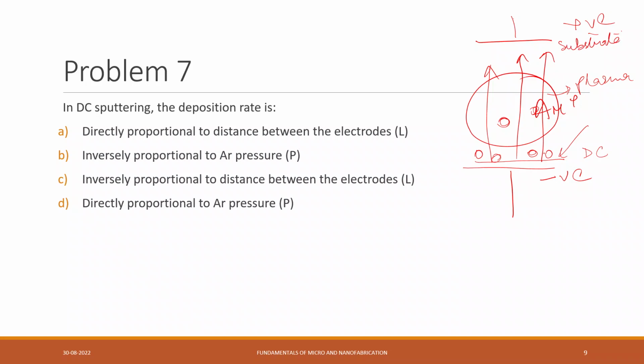Now you have to tell what its relation is to the distance between the electrodes and the argon pressure. So two factors are there, and it can be multi-correct. Kindly see whichever is correct, and then we will discuss the answer.